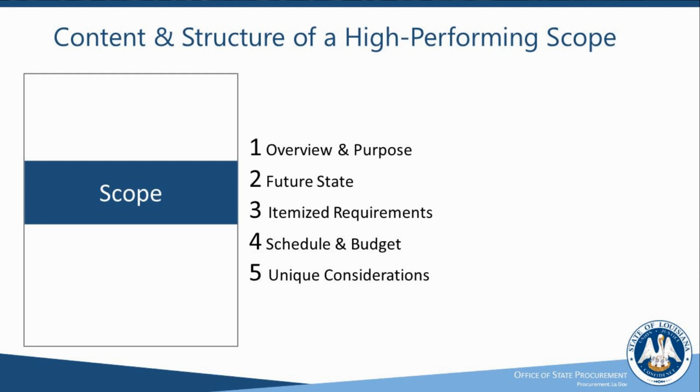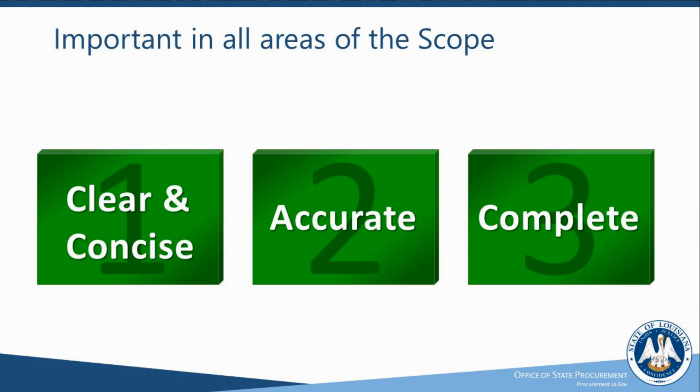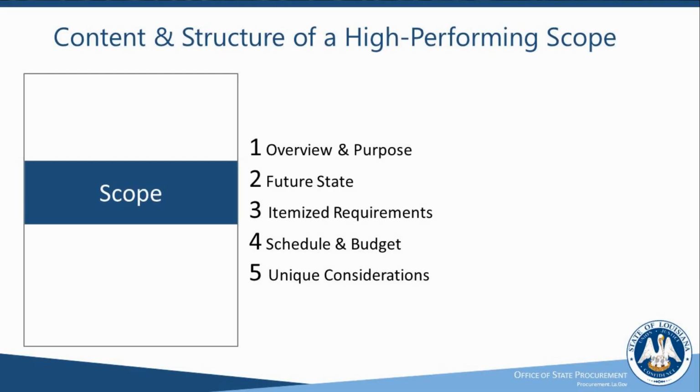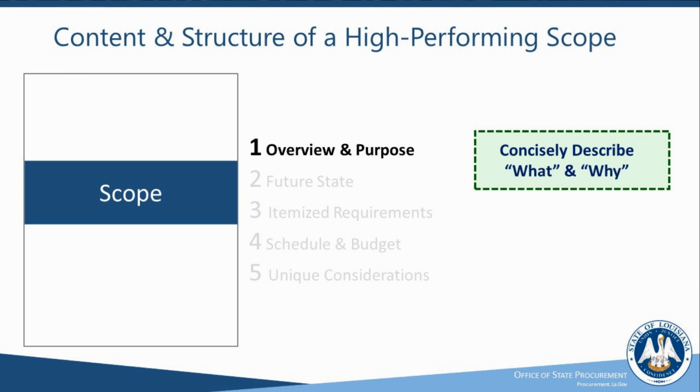So again, describing our future outcomes. In all 5 of these areas, we want to make sure that we are clear and concise, we are accurate, and we are complete. The main takeaway message with this is that we don't need pages and pages and pages of content. We can do all of this in a concise fashion to make the information easily digestible for the proposing community.